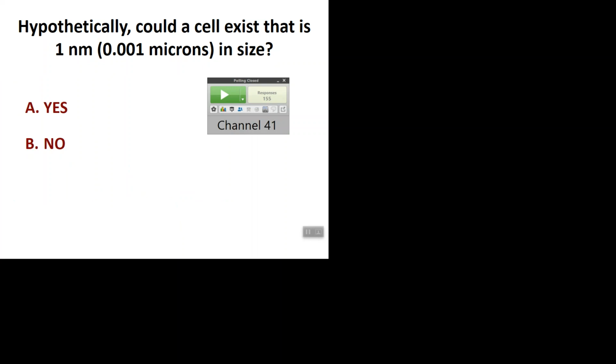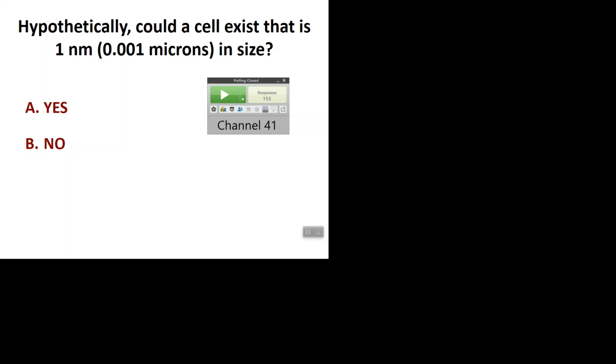Who's somebody that said no? Who said no? Why do you say no? It needs so much room to fit everything inside of it. Exactly. Right. That's why that's the correct answer. It could not be super tiny.